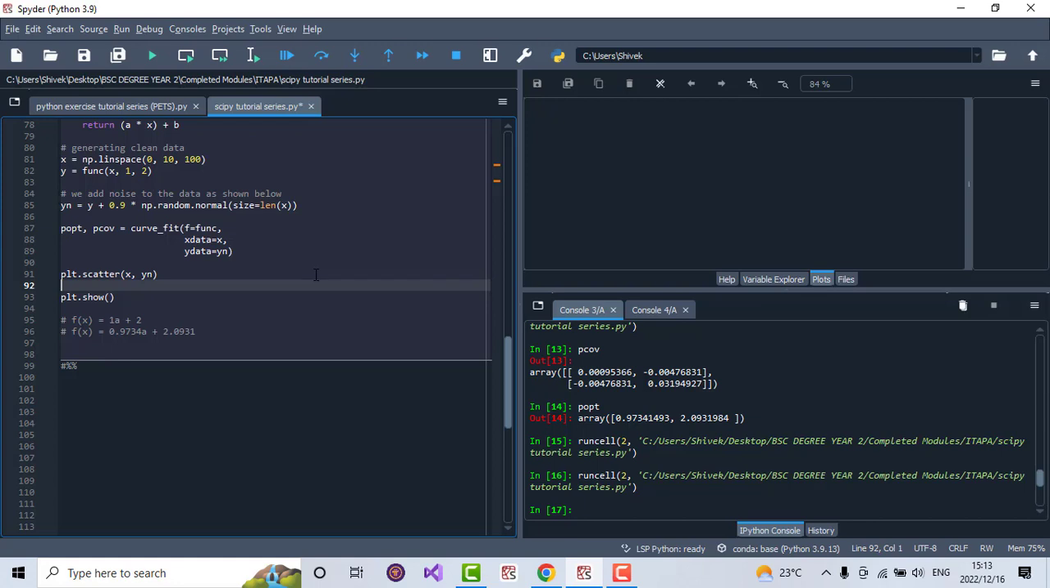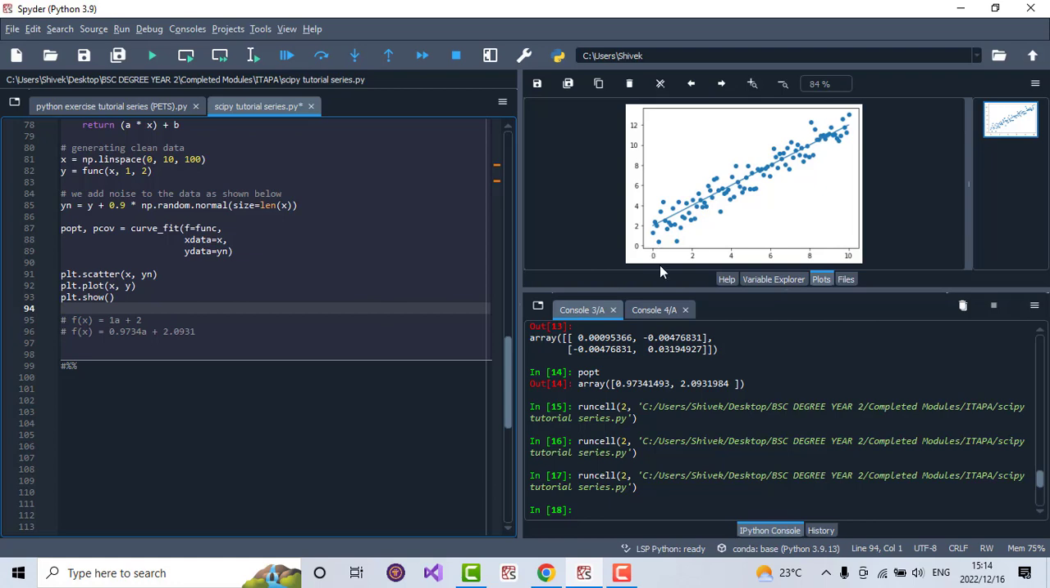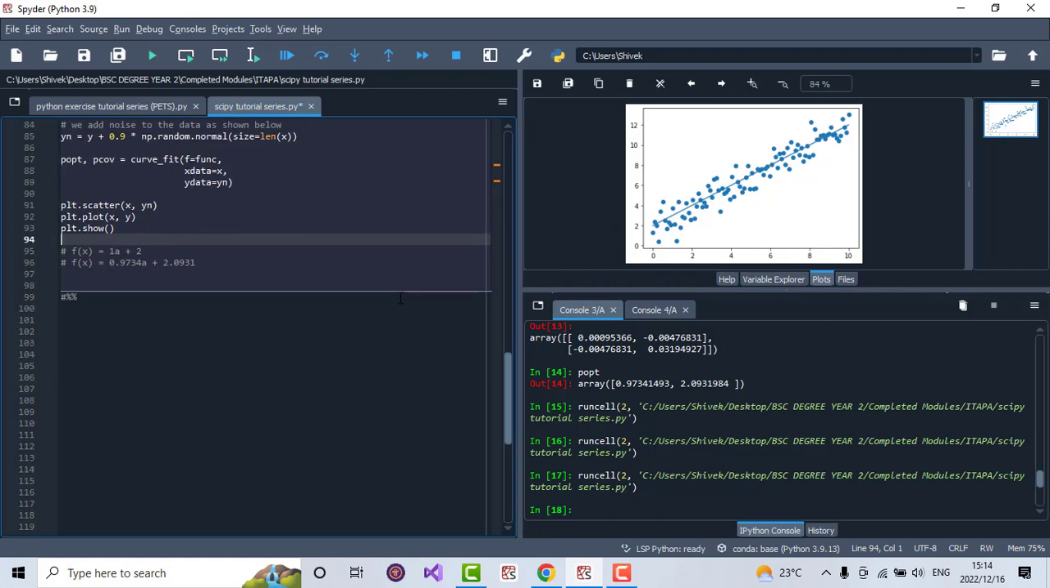So now I would like us to have the scatter points with noise and the original straight line on the same axes. So I will do plt.scatter with x and y n, that's the scatter plot, and then plt.plot with x and y. Now when I hit plt.show, as you can see, we have the noisy data that is scattered and the perfect data in the form of a line graph. That is interesting, and it's good to know that matplotlib supports that kind of feature.